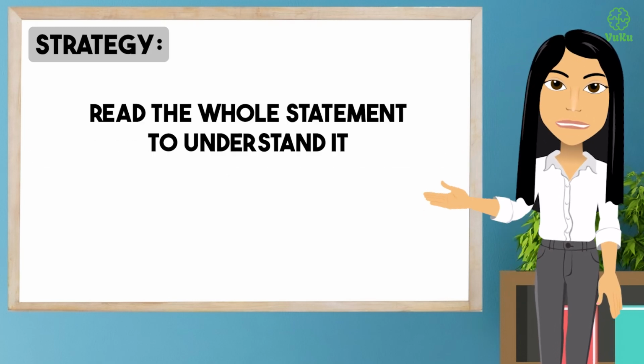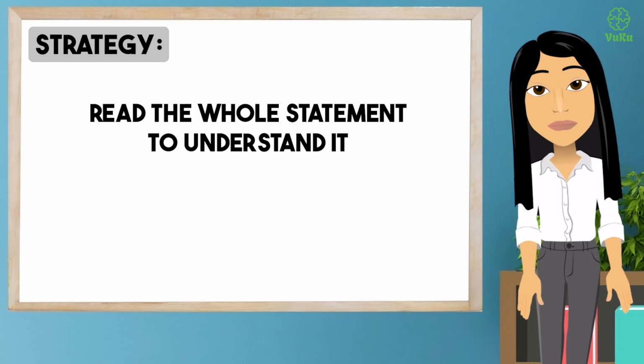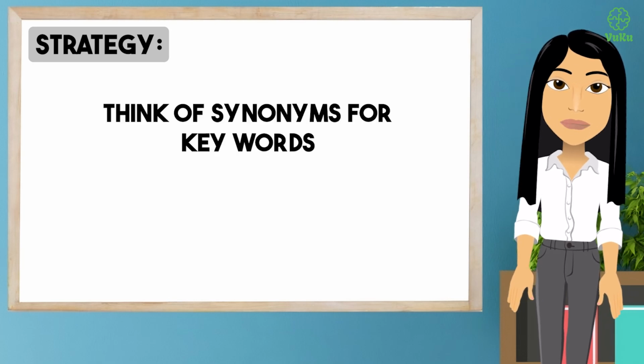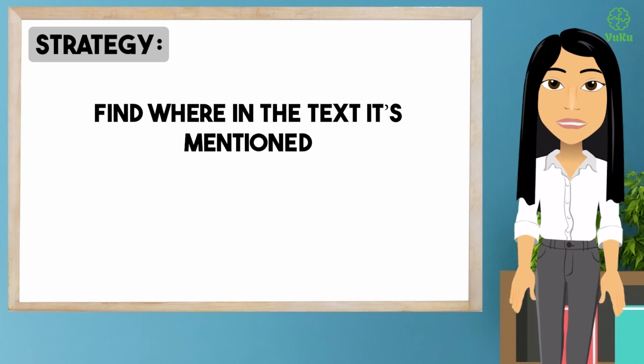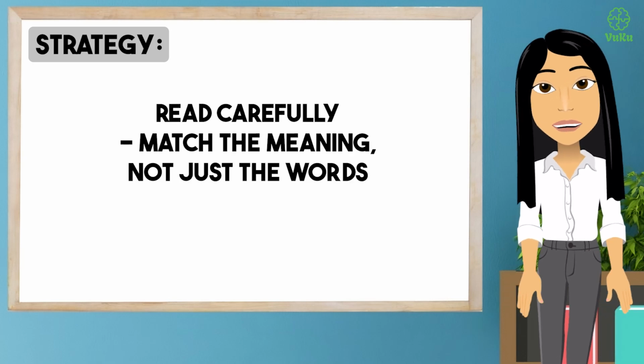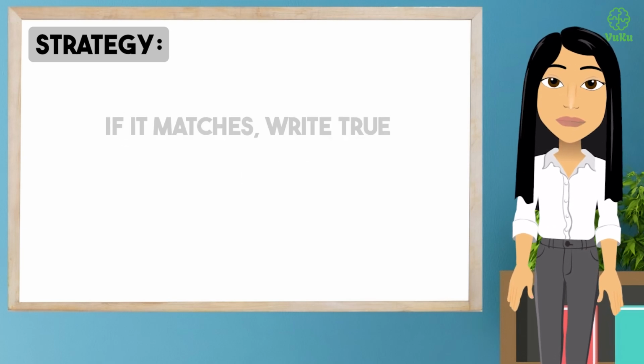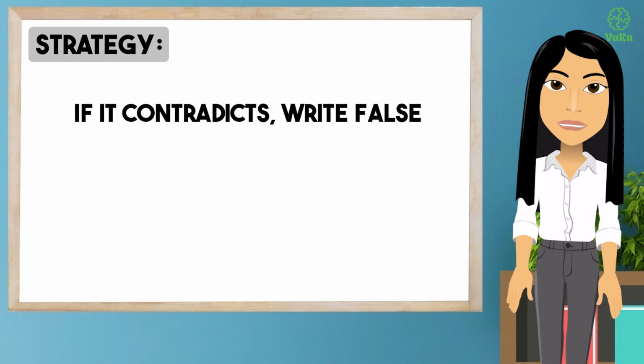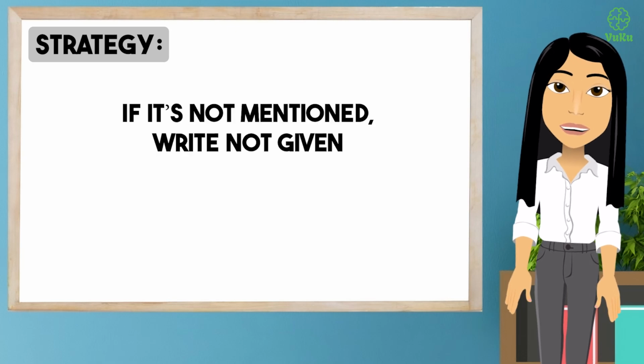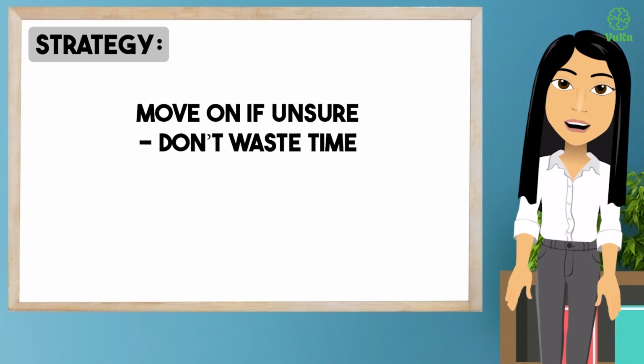Strategy: read the whole statement to understand it. Think of synonyms for keywords. Find where in the text it's mentioned. Read carefully, match the meaning, not just the words. If it matches, write true. If it contradicts, write false. If it's not mentioned, write not given. Move on if unsure.